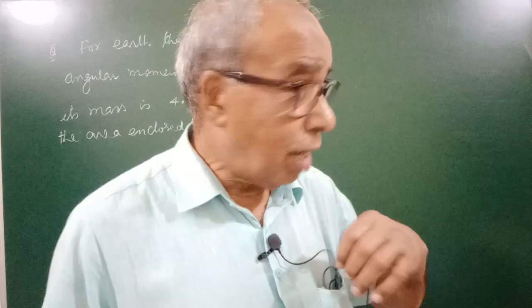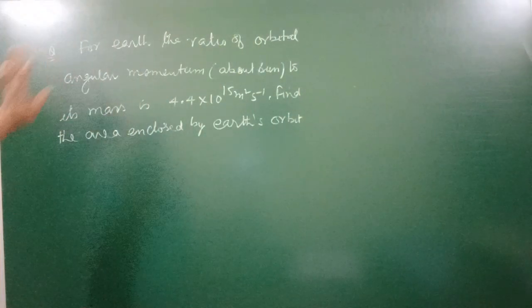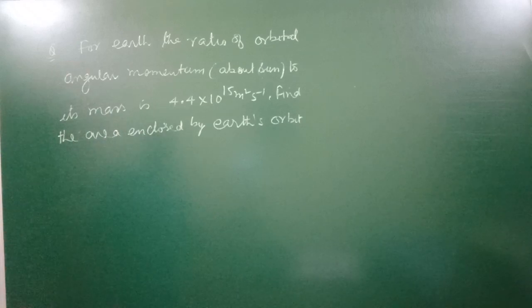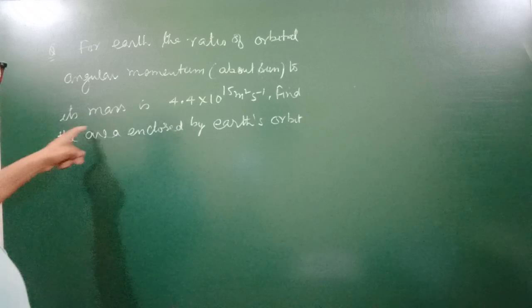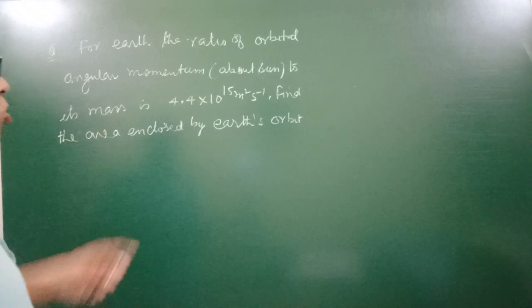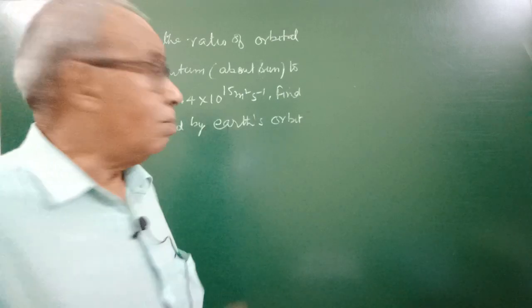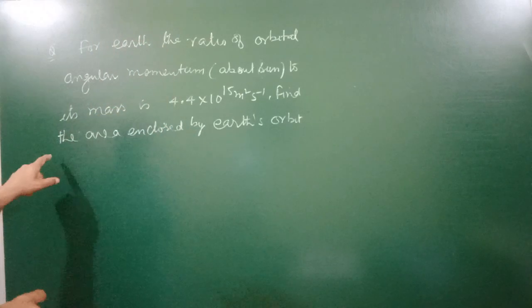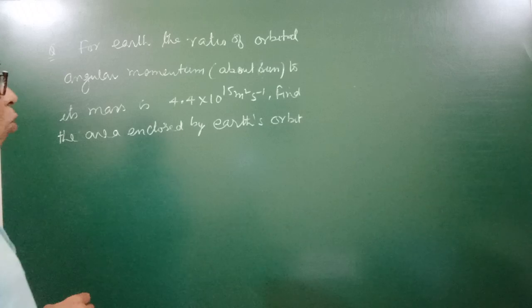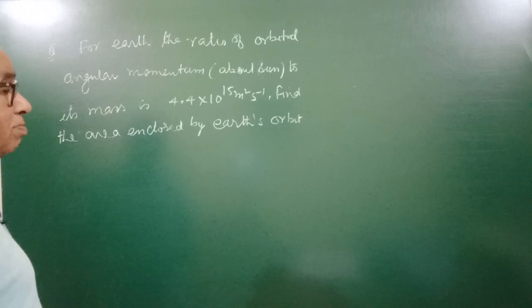Now I am going to solve some questions based on momentum and other topics which I have taught. There is a question here for Earth. The ratio of orbital momentum about the Sun to its mass is 4.4 × 10⁻¹⁵ meter square per second. Find the area enclosed by the Earth's orbit.